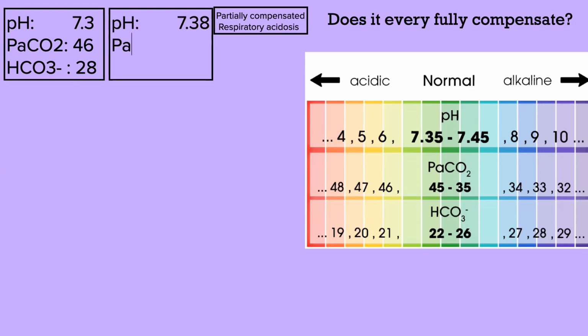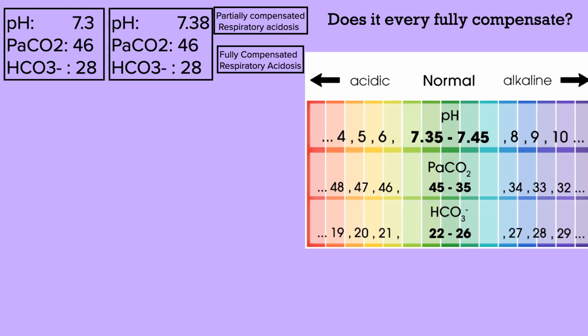Your pH is now 7.38. Is that normal? Yes. And your PaCO2? No. Which way does it lean? Acidotic. And your bicarb? Alkalotic. So how do we figure out what it is? Which way on the scale does my pH lean, more towards alkalosis or acidosis? Acidosis. And which other one leans towards acidosis? PaCO2. So this is fully compensated respiratory acidosis.